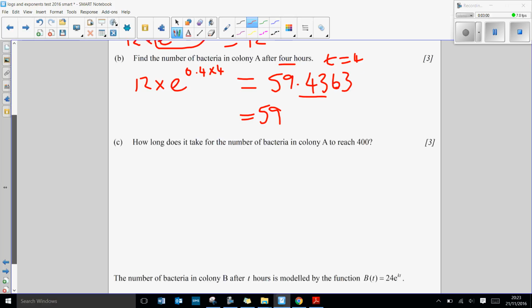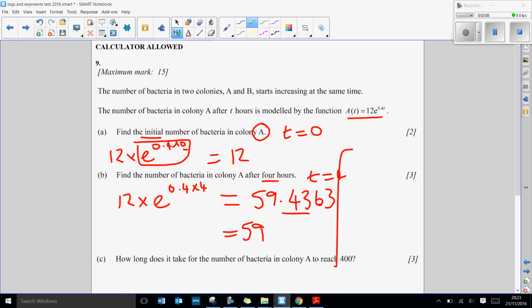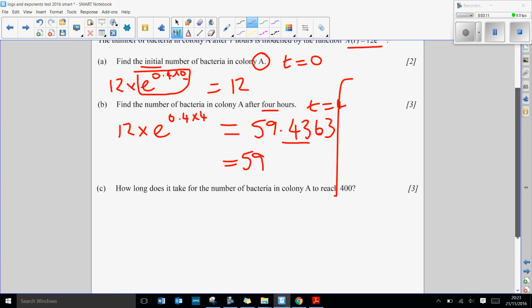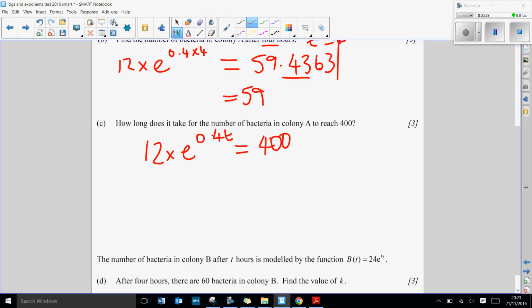How long does it take for the number of bacteria to reach 400? So this time we're trying to establish the value of t. So we set our equation up of 12 times e to the 0.4t has to equal 400. Because our unknown is in the power, we know we're taking logs, but we cannot take logs with the 12 here, so we need to move that first. So it's e to the 0.4t equals 400 over 12.